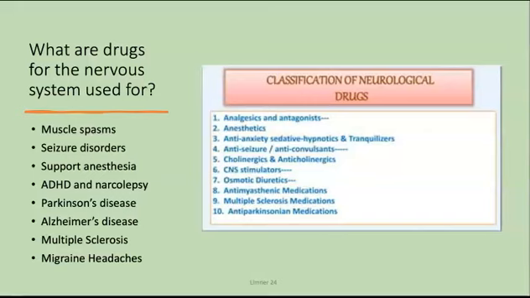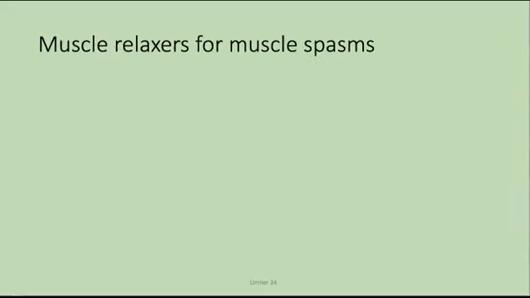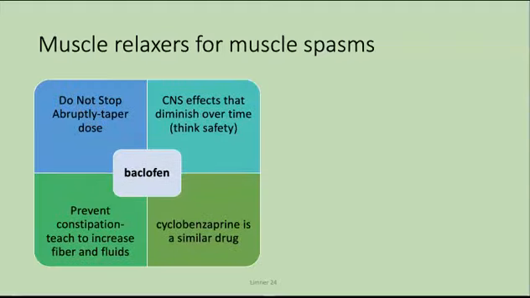So when we're giving drugs for the nervous system, we can give anything that's going to impact the brain or the spinal cord. So muscle spasms, seizure disorders, pain medications, drugs for anesthesia, attention deficit and hyperactivity disorder, Parkinson's, Alzheimer's, anxiety, multiple sclerosis, and migraines. We are going to tap into what we are learning in this module because there is a part 2, right, that we'll talk about.